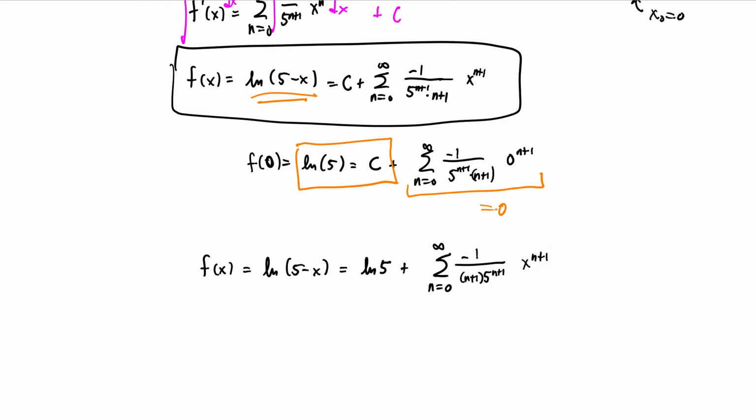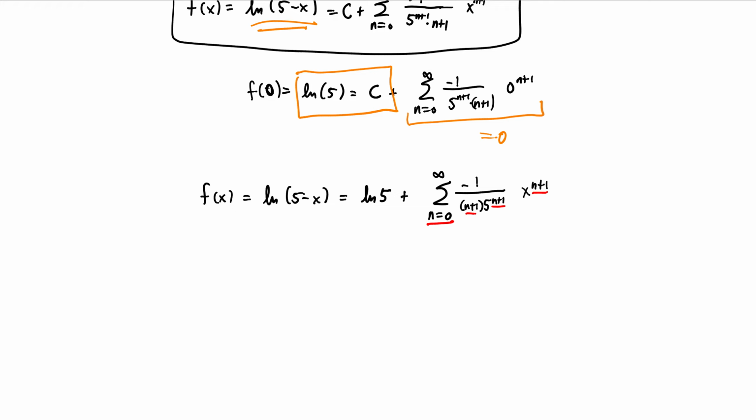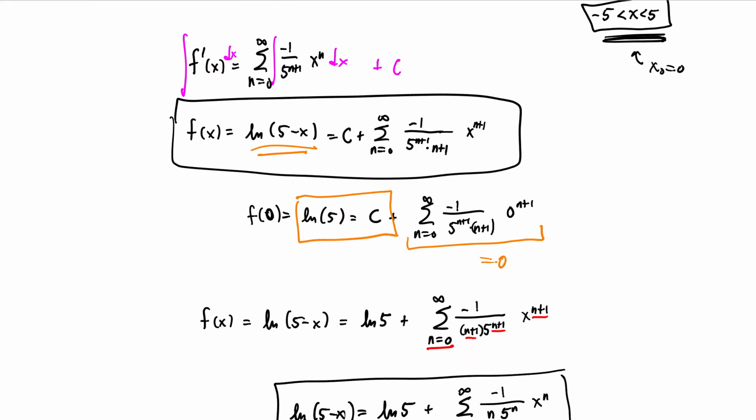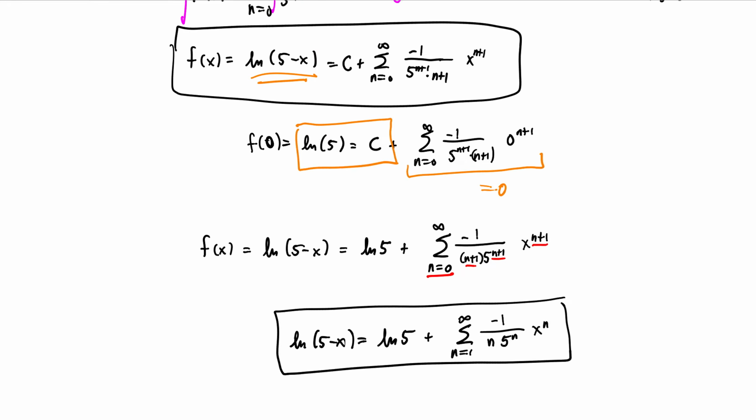And at this point, you might see that all of these n plus 1s show up as n plus 1s, right? And so we could make a shift here, and we can change this so that this starts at n equals 1, and our power series then might look like ln of 5 minus x equals log of 5 plus the sum, n goes from 1 to infinity, negative 1 over n times 5 to the n, x to the n. Okay? And so there's our power series, and this converges, by the way.